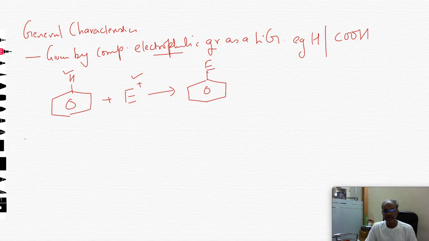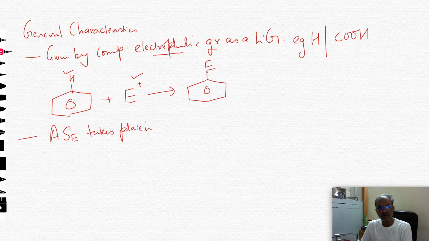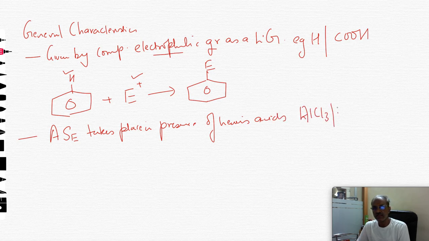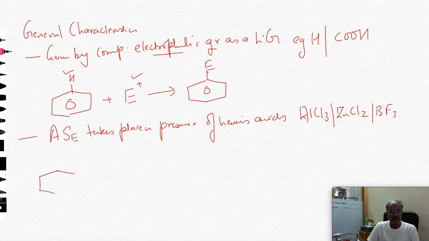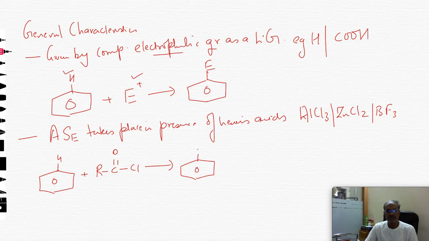Secondly, it takes place in the presence of a Lewis acid like AlCl3, ZnCl2, BF3, etc. Take for instance benzene with an H, and RCOCl, and the H will be replaced by COR.